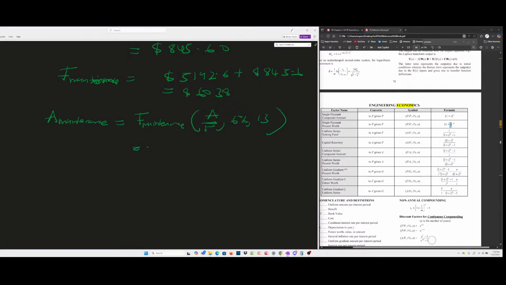Use the same approach. This is going to be 6038 multiplied by 0.0530, which equals 320. So this is our maintenance cost.